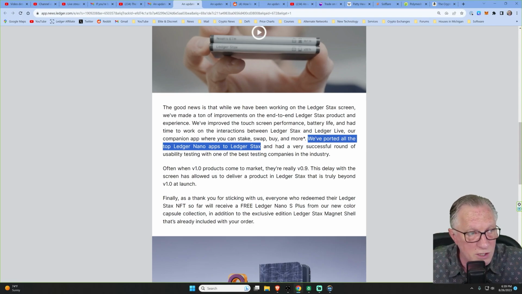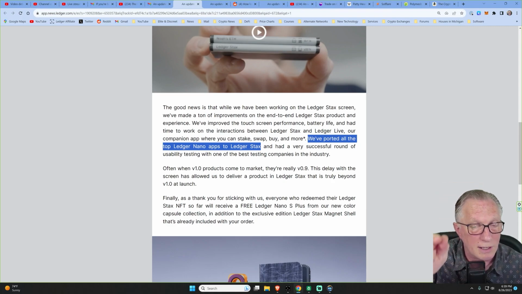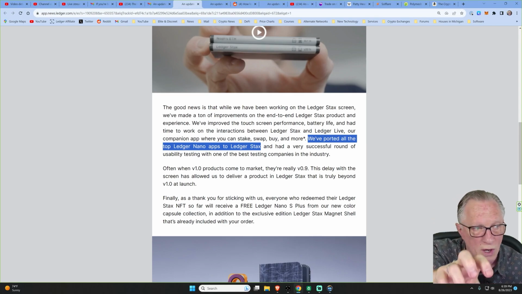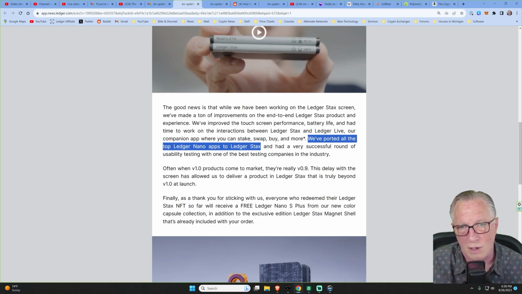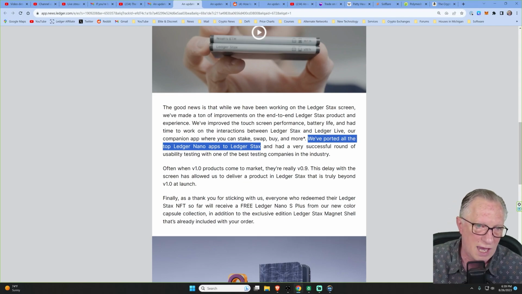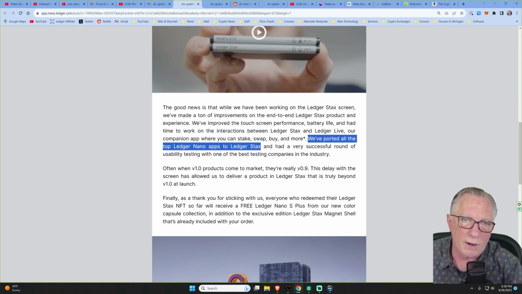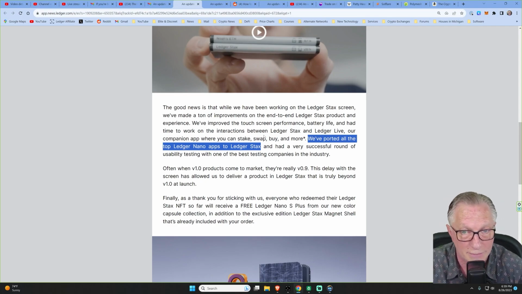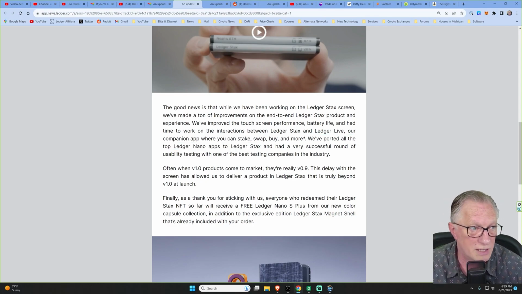They all were interchangeable. I could be wrong about that. But from what he's saying here, it sounds like the apps that run on the Ledger Stax are not the exact same. They can't just take the app for the Ledger Nano X and put it on the Ledger Stax. So that's going to introduce some complication in the rollout of app updates, I would think. But anyway, they're saying they've ported them all successfully.